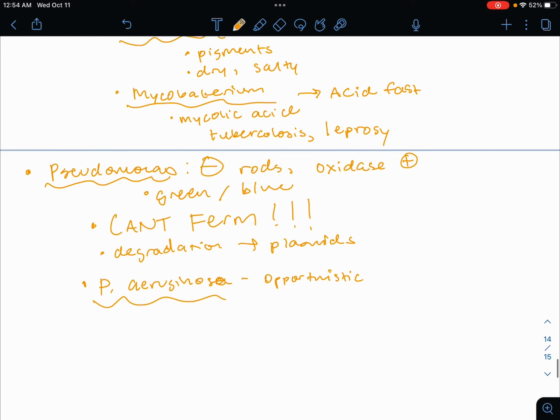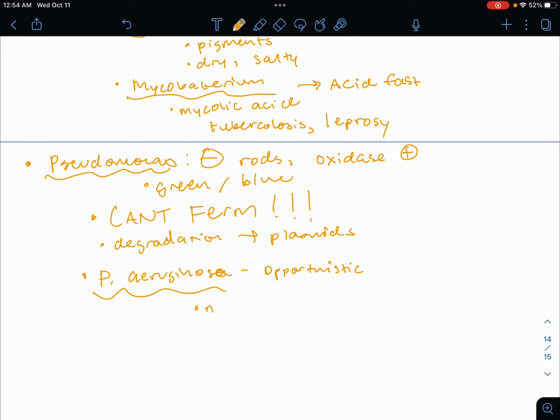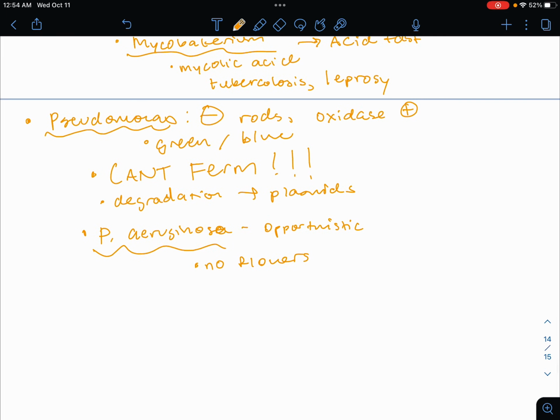So you shouldn't bring flowers to a burn unit because you don't want the flowers or the soil that may be on those flowers to get into the patient's skin, and bam, you have a pathogen of the aeruginosa infecting them. You don't want that. Cystic fibrosis is also something caused by Pseudomonas. We can't make mucus, and so the Pseudomonas will stay in that area that is infected.